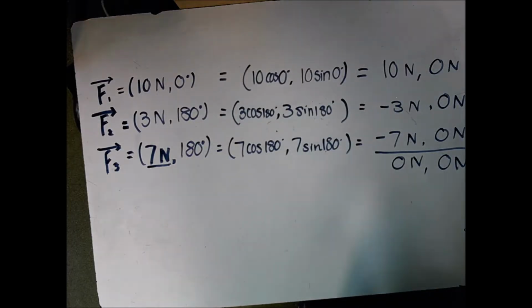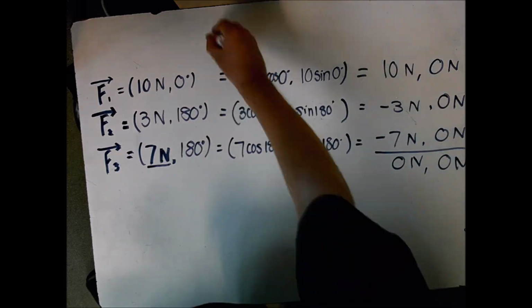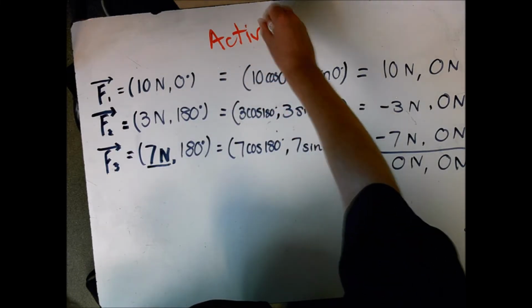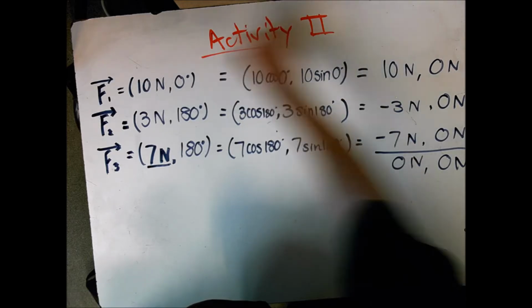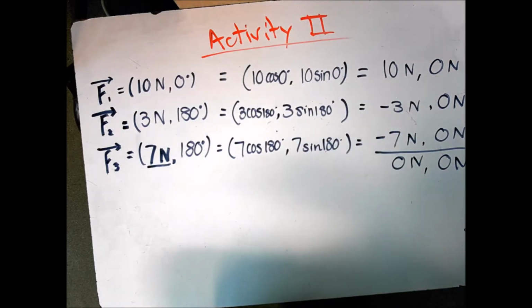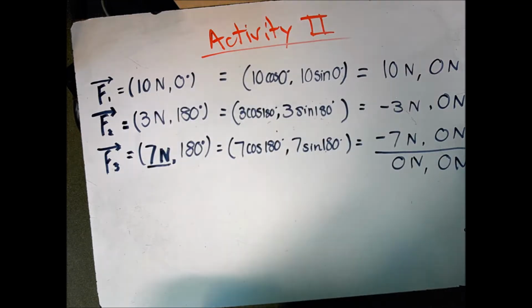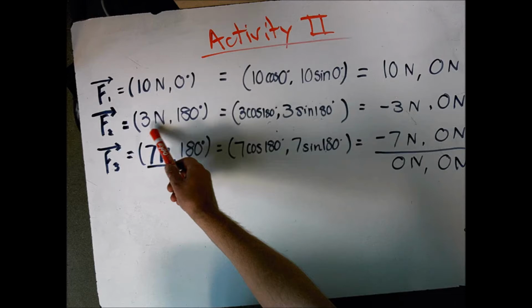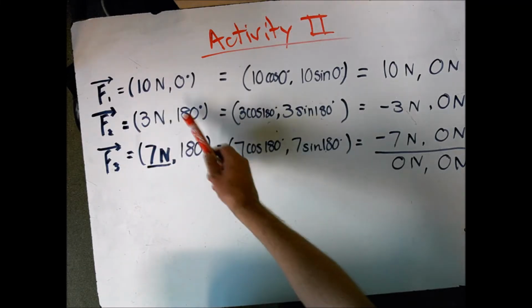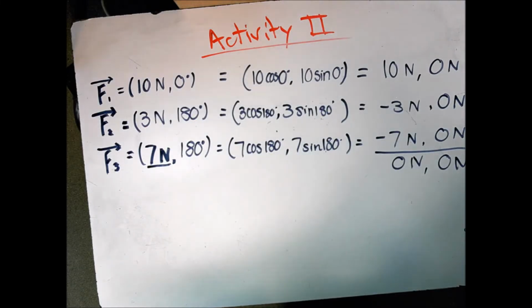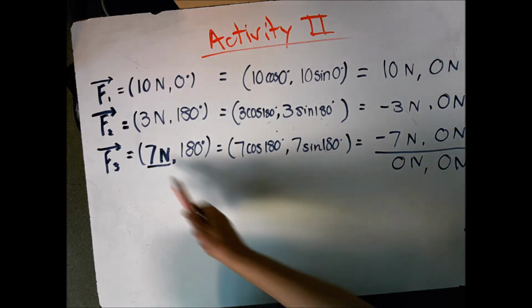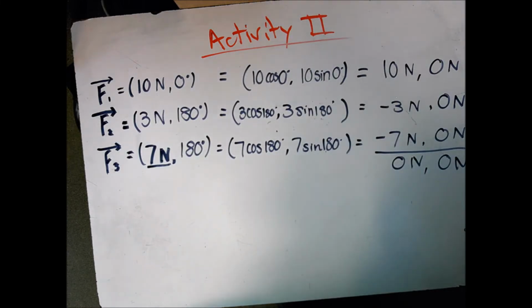Okay, for activity 2, this is what one group got. So we said that F1 was 10 newtons at 0 degrees, and F2 was given to be 3 newtons at 180 degrees. Now, I hope you actually measured it. I went around and looked at all your whiteboards, and you all got 7 newtons at 180 degrees. Was it actually 7? Yes. I mean, it was really, really close.